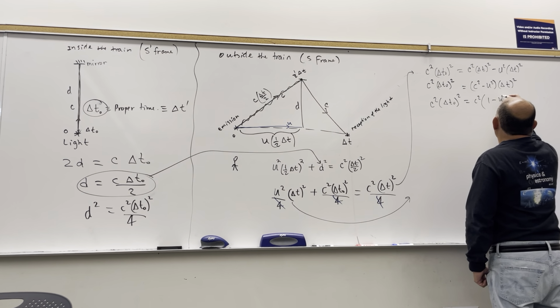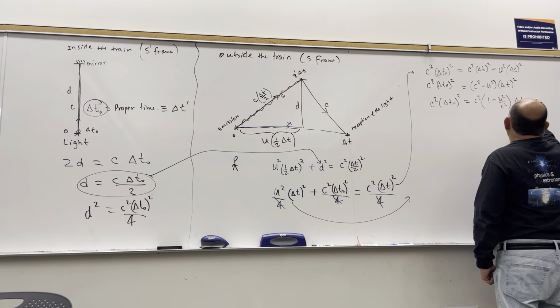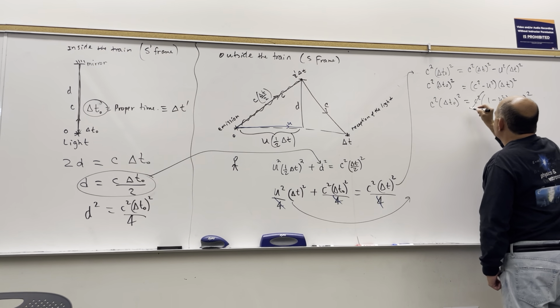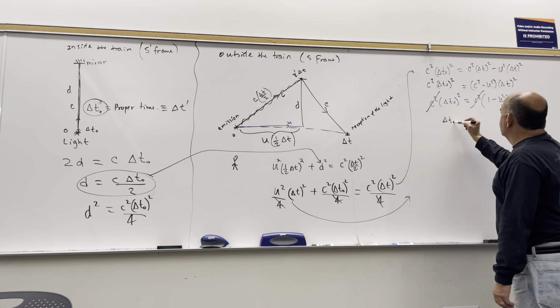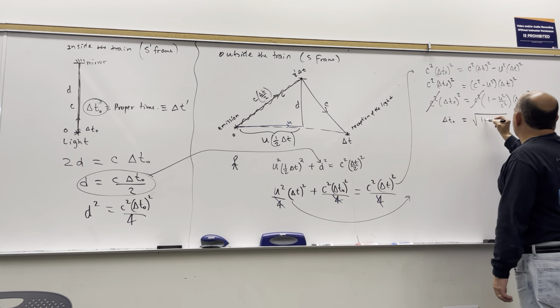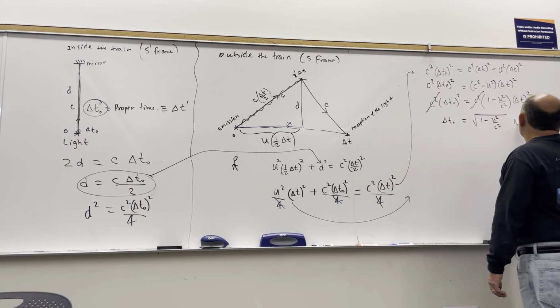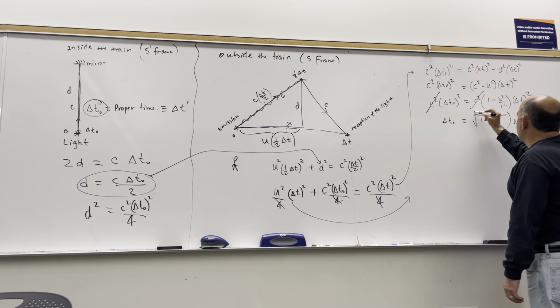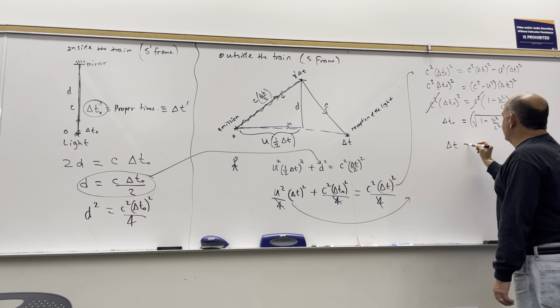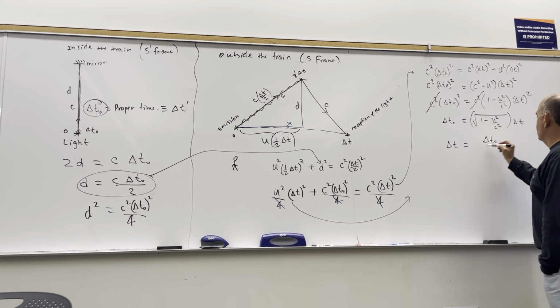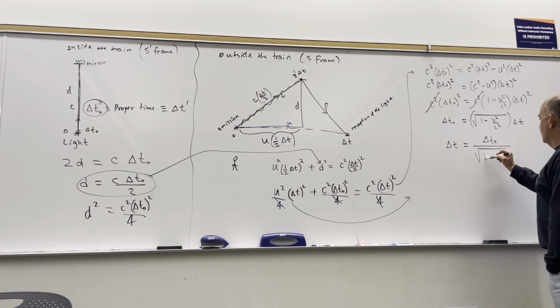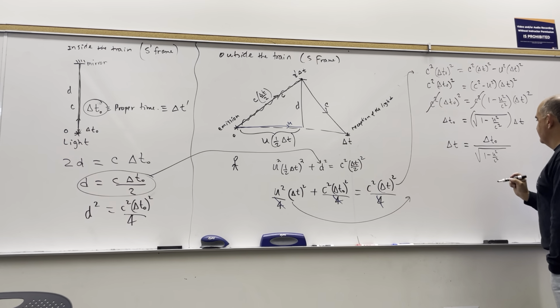Then I get 1 minus u squared over c squared times delta t squared. And then this can cancel that. And now what if I take square roots on both sides? Then I get this equals the square root of 1 minus u squared over c squared times delta t, right? And so the time interval as measured by the person outside the train is this divided by the square root of 1 minus u squared over c squared.